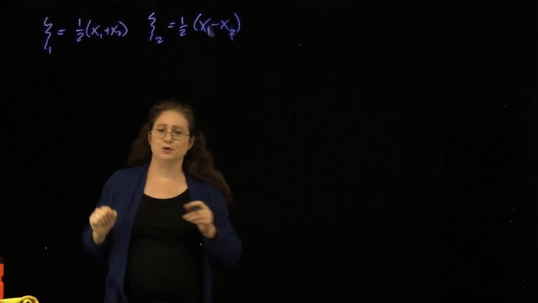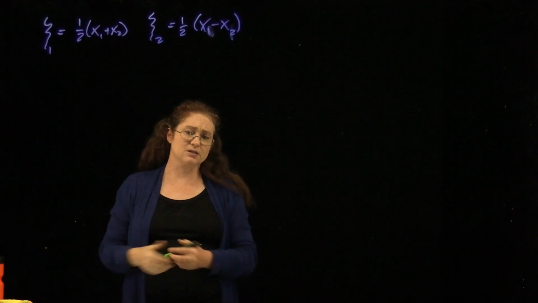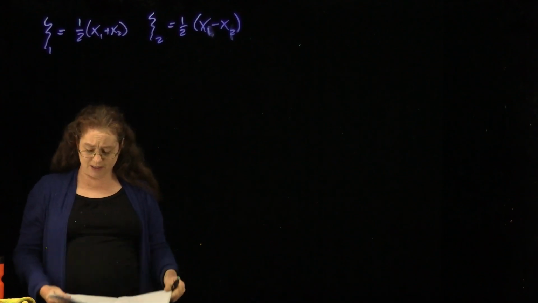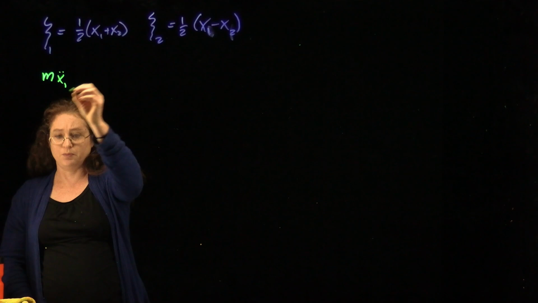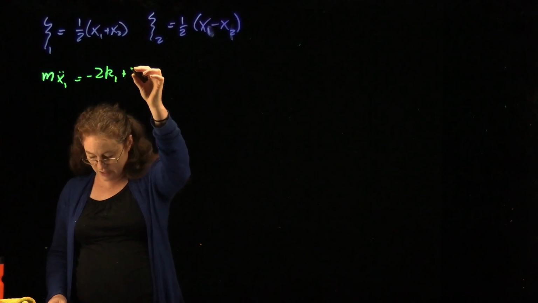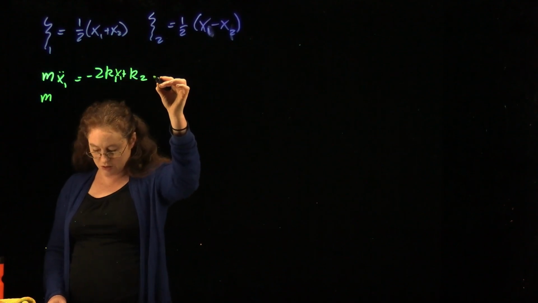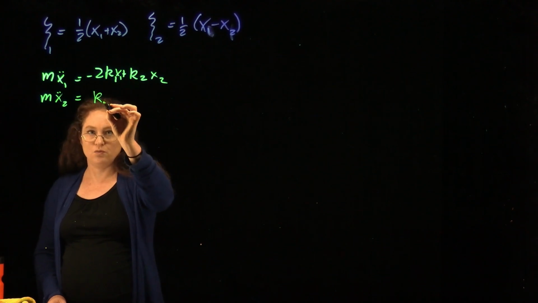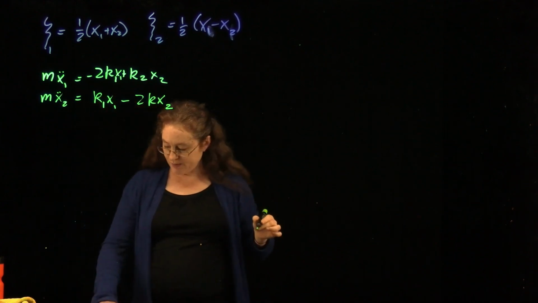So if we use these two variables, then in fact we find that the solution is neat, because the two matrices, the mass matrix and the spring constant matrix, end up diagonal. So we had the two equations, m x1 double prime equals -2k x1 plus k x2, and m x2 double dot equals k x1 minus 2k x2. This is for equal mass, equal springs.